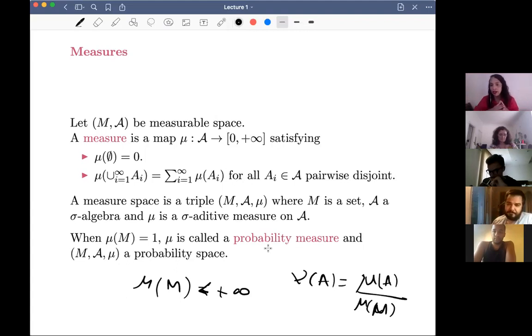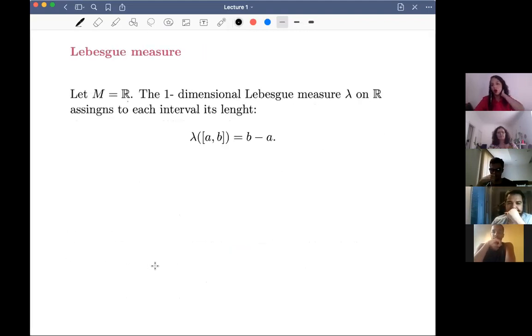Most of the cases, I'm not going to deal with infinite measures. So we are going to just work with probability measures. But I'll make the point when something actually doesn't work. Some results do not work for infinite measures. Okay, so let's think about some measures that we know.